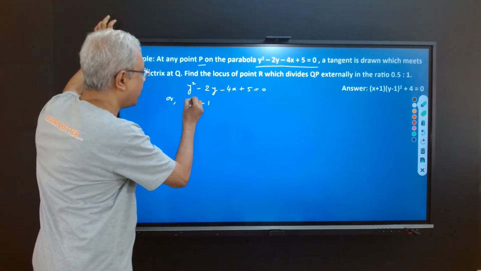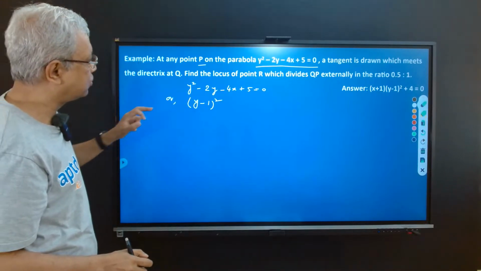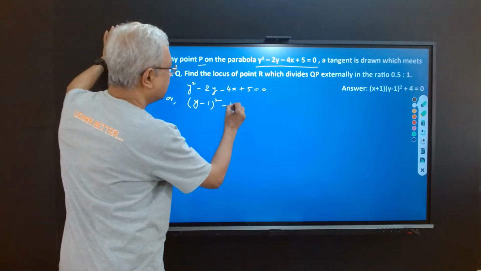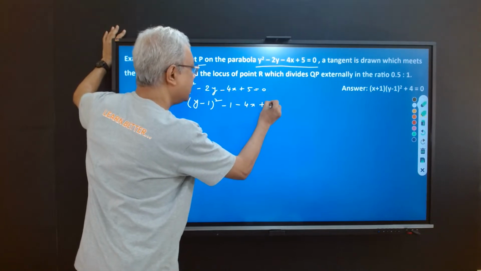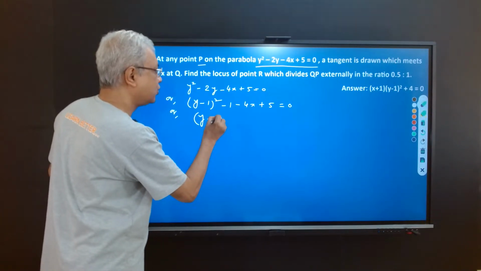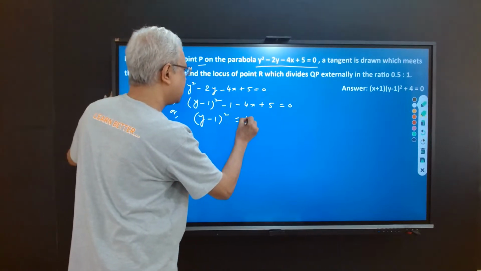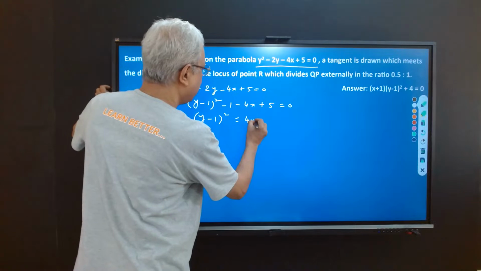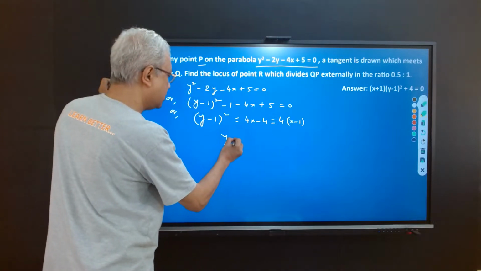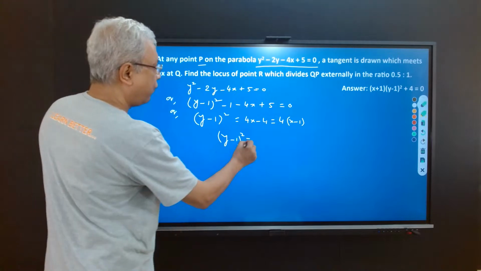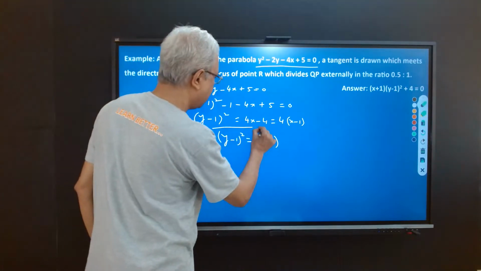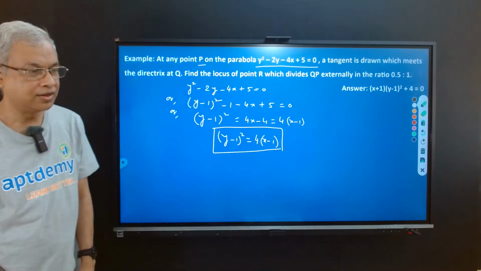So I can write this as y minus 1 whole square. y square minus 2y plus 1, I make a minus 1 to adjust. Then there is minus 4x plus 5 equal to 0. So y minus 1 whole square is equal to 4x minus 4, which is 4 times x minus 1. So from the given equation, I arrived at this equation. Now look at this equation.